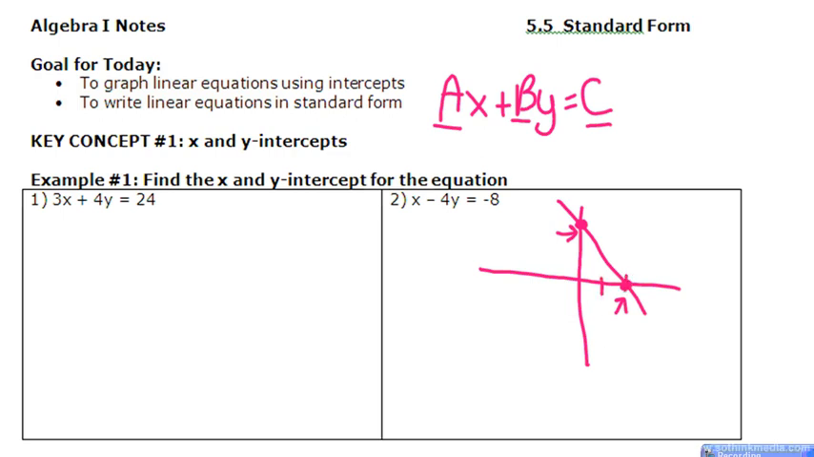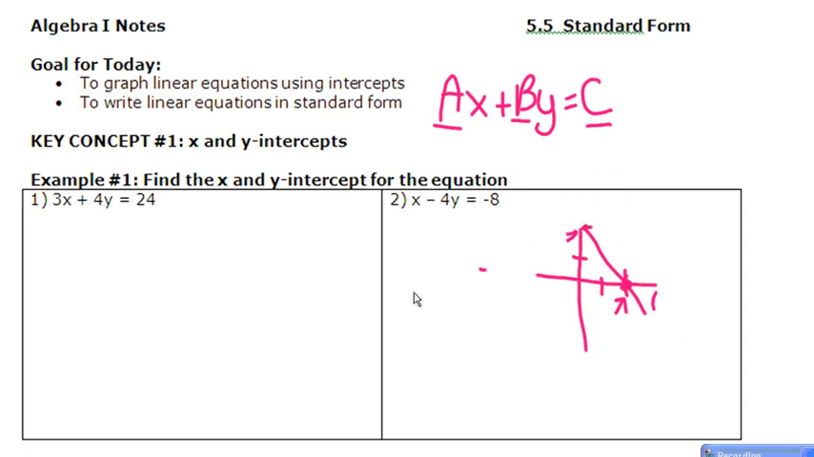Well, let's say our x-intercept was right here. The coordinates of the x-intercept would be 2, 0. Let's say the y-intercept was right here. The coordinates of that y-intercept would be 0, 2. Every x-intercept is going to have a y value of 0. Every y-intercept is going to have an x value of 0. So let's actually look at these examples.